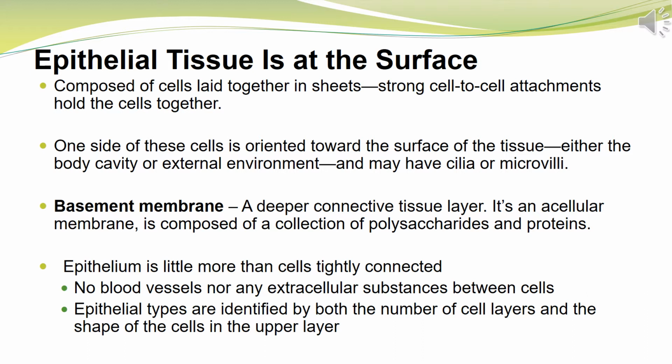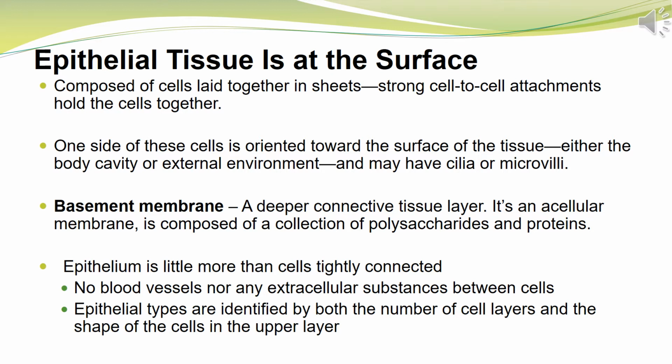One side of the cells in epithelial tissue is oriented toward the surface of the tissue, either the body cavity or external environment, and this would be the case of the skin. And this surface epithelial tissue may have cilia or microvilli, and this would be the case in the lungs with the cilia and in the small intestines with the microvilli.